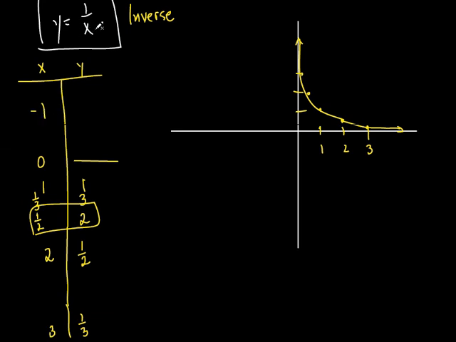Let's put in -1 for x. Well, what's 1 over -1? It's -1. So if I come over here to -1 on the x-axis, I plugged in a -1. What do I get for the y? I get -1. So I'm going to put a point right here.